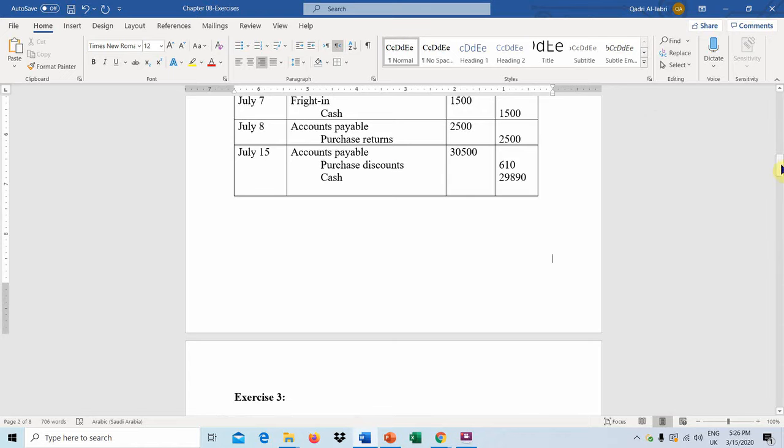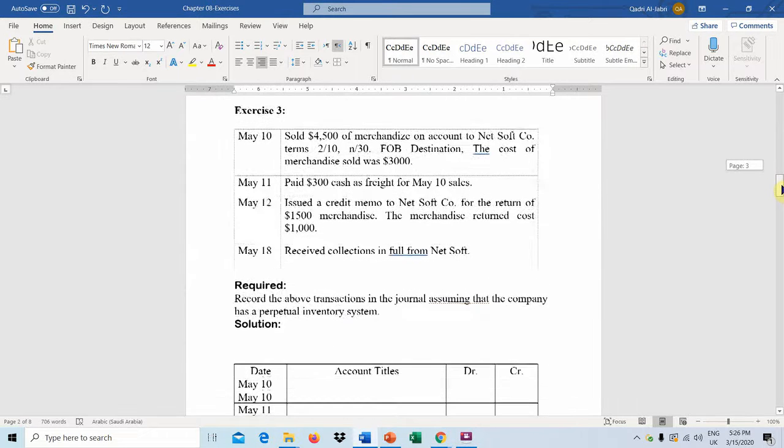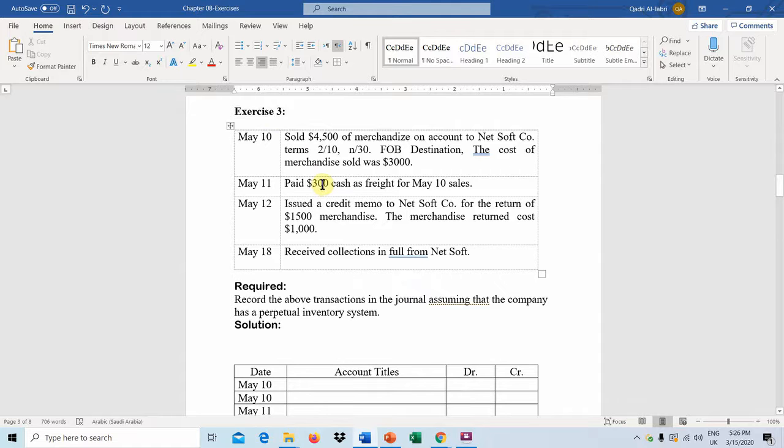Now let's check some sales transactions. In this example, it says that we sold $4,500 of merchandise on account to NetSoft Company, terms 2/10, n/30, FOB destination. The cost of merchandise sold was $3,000. So now for these 4 transactions, we will record it in the journal, assuming that we are using a perpetual inventory system.